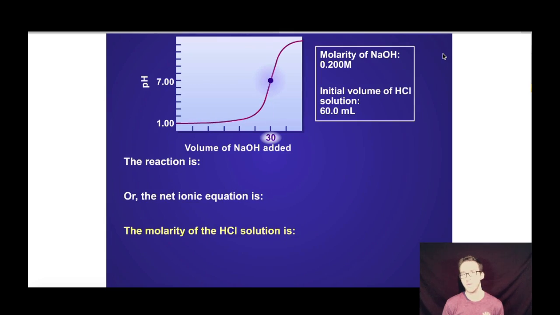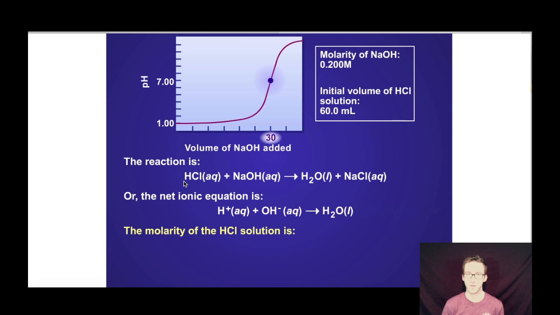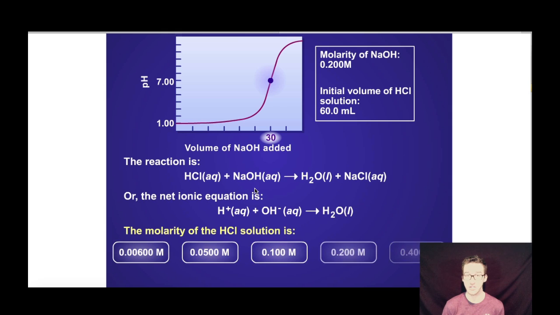Now let's think about what this means. Recognize that the neutralization that was occurring between my hydrochloric acid and sodium hydroxide can be summed up here, or using the net ionic equation summed up here. It's important to recognize that the stoichiometric relationship between HCl and NaOH is 1:1.